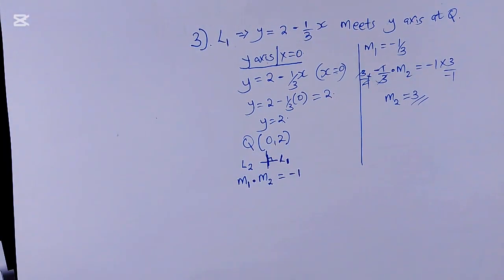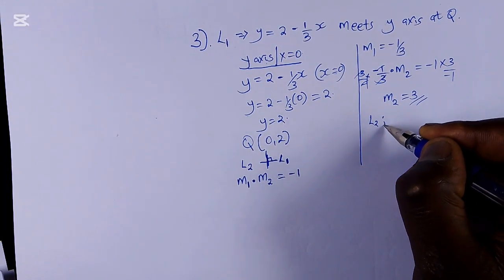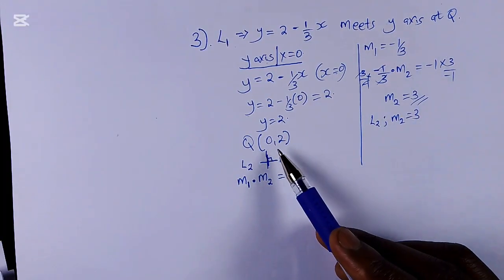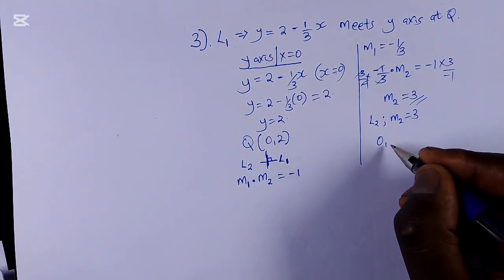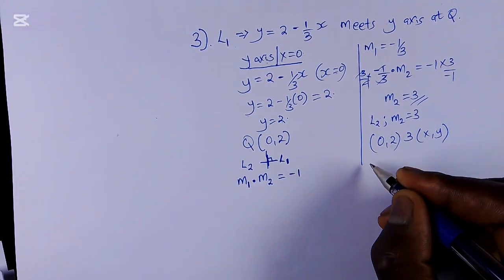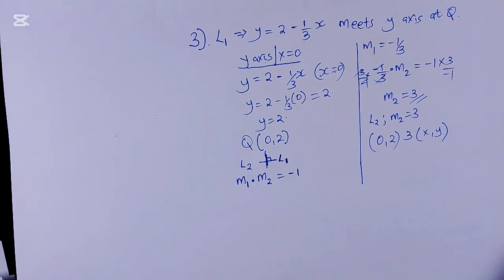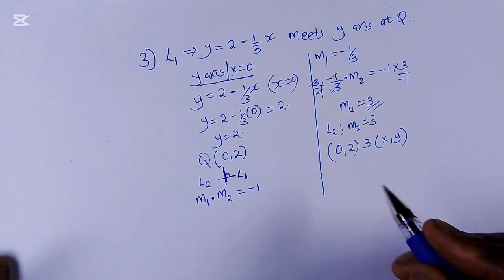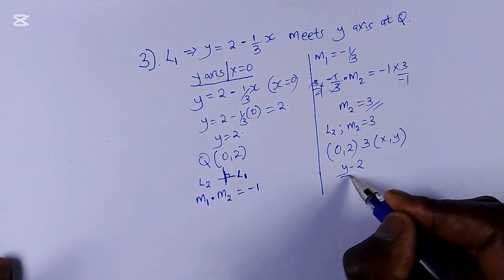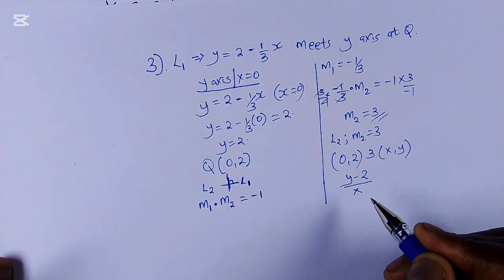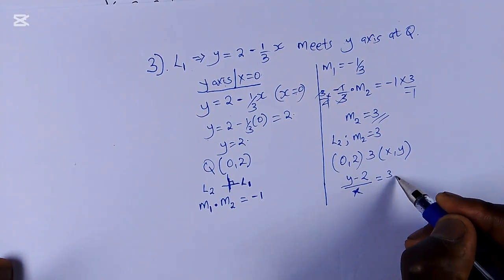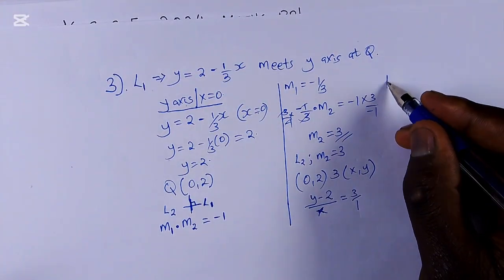So the gradient of line 2 is 3, and it passes through point Q, which is (0, 2). So at (0, 2) the gradient is 3, and the arbitrary point on the line is (x, y). So we can proceed to determine the equation of the line. Our equation will be the change in y, that is y minus 2 over x minus 0. So x minus 0 is x, and this is equal to 3 over 1.